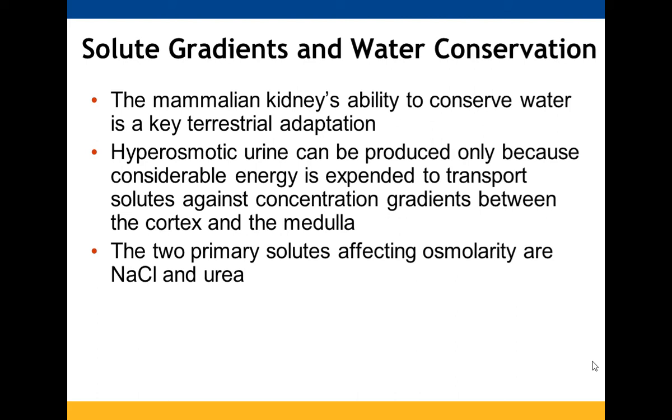Being able to conserve water is a very important terrestrial adaptation since you're not living in the water. We are producing hyperosmotic urine, and we're able to do this because of the energy the body decides to use towards this to transport solutes against their concentration gradients. The two solutes that play the biggest role in determining the osmolarity are your salt and urea.